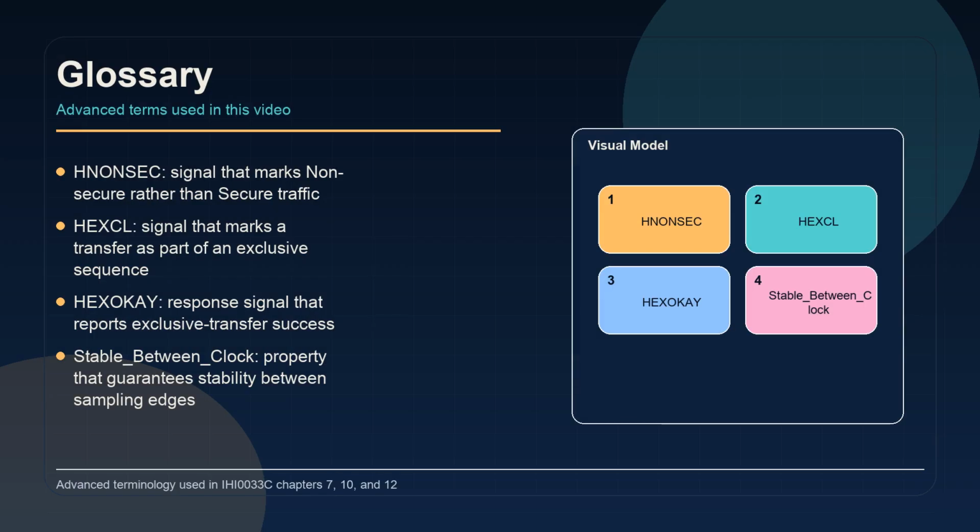HNONSEC marks non-secure traffic. HEXCL marks exclusive traffic. HEXOKAY reports whether the exclusive transfer succeeded, and Stable_Between_Clock is the property that guarantees stable signals remain stable between sampling edges.